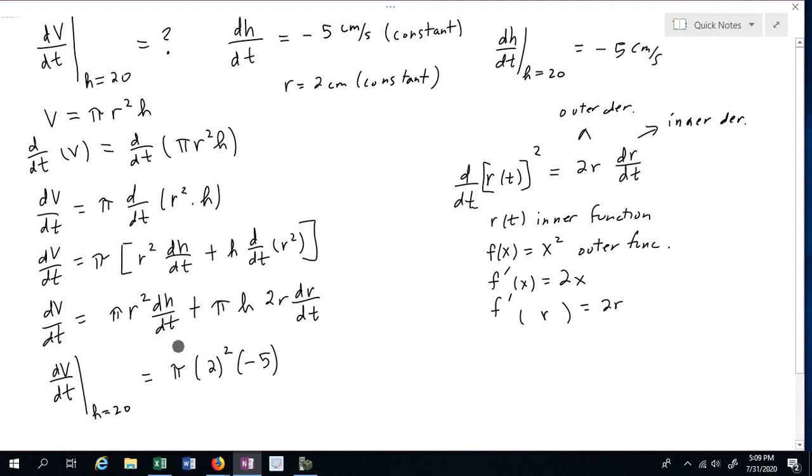Okay, now remember, we're evaluating this derivative right when the height is 20, technically. Plus pi times the height, h. All right, well, h is 20, right? We're evaluating this at the moment when h is 20, so that's going to be 20. And then times 2, and then r is 2. And then dr/dt. Okay, and again, we're going to evaluate dr/dt right when h is 20.